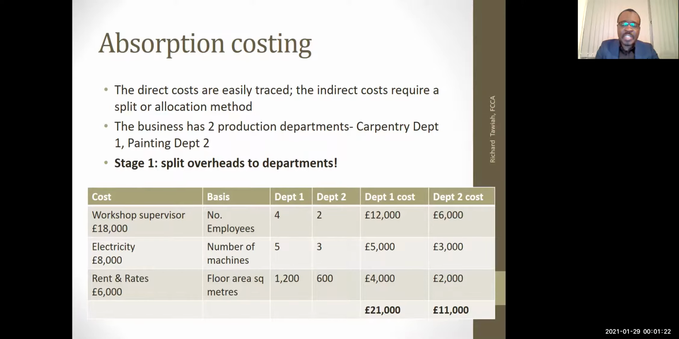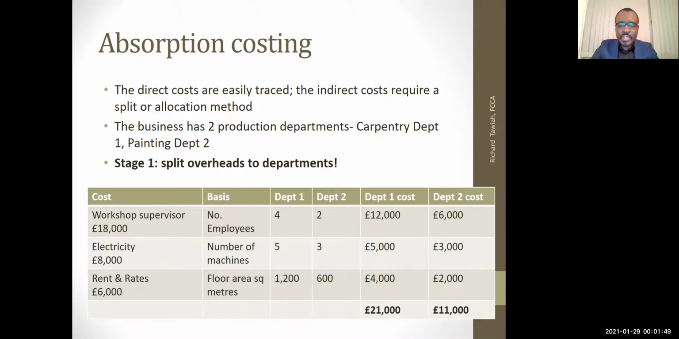The supervisor supervises 6 people in total. If you want to allocate the total supervisor's cost to department 1, find a simple ratio and proportion. So 4 divided by 6 times the 18,000 gives us the 12,000, as you can see on the screen for department 1. The same applies to department 2: 2 over 6 times the 18,000 gives us the 6,000.